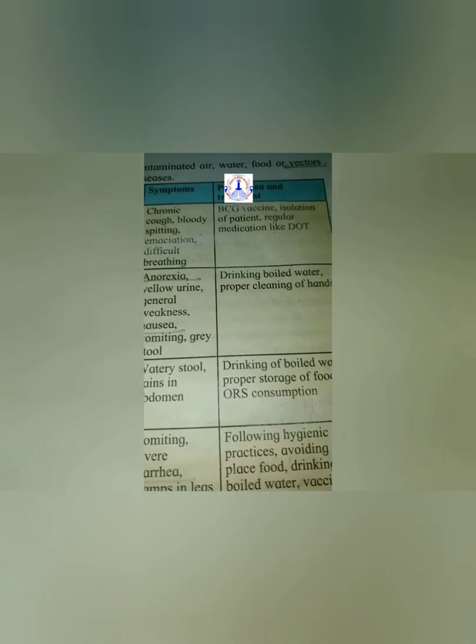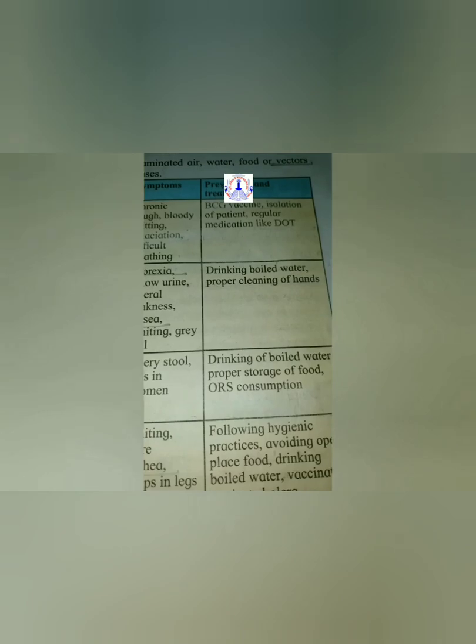Next, prevention and treatment. The BCG vaccine is the vaccine we take, and it is actually the first vaccine we take in our life. BCG's full form is Bacillus Calmette-Guérin. Another thing is that we have to keep the patient in an isolated condition as it is highly infectious. Regular medication like DOT. DOT's full form is directly observed treatment.